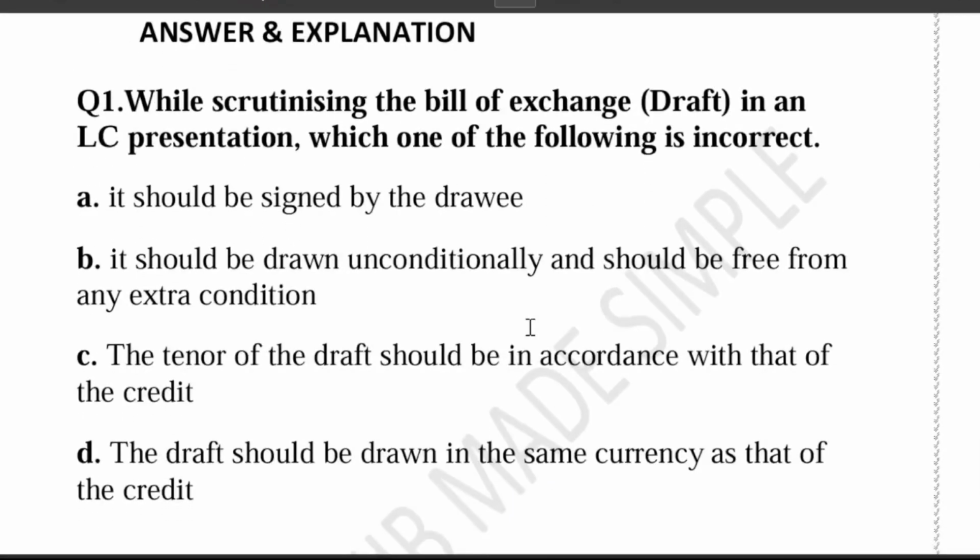The question is like this: while scrutinizing the bill of exchange, that is the draft, in an LC presentation, which of the following is incorrect? The options they have given: it should be signed by the drawee; it should be drawn unconditionally and should be free from any extra condition; the tenor of the draft should be in accordance with that of the credit; the draft should be drawn in the same currency as that of the credit. Draft means bill of exchange we are talking about. These are the four options. You have to tell which is incorrect.